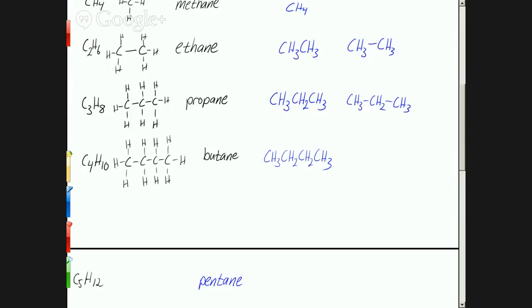So even if I said C20, how many hydrogens? 42. Because each carbon's got to have 2 hydrogens, and then there's 2 on the ends. So you double carbon plus 2.